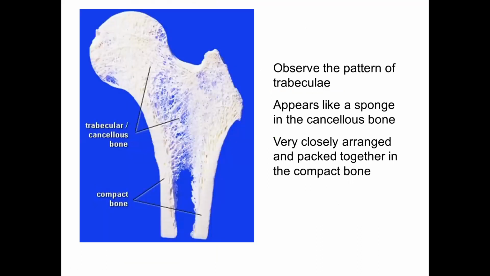Here is a thin section of the bone where you can nicely see the trabeculae. Trabeculae is like a meshwork of lamellar bone. In between, you get bone marrow. This appears like a sponge, and that is why we call it spongy bone. It is very closely arranged and packed together in compact bone. That is why it looks as if it's really thick here, and this looks porous, like small holes are there where you will get bone marrow. So it is the same structure, but the arrangement of the lamellae and the Haversian systems are different.